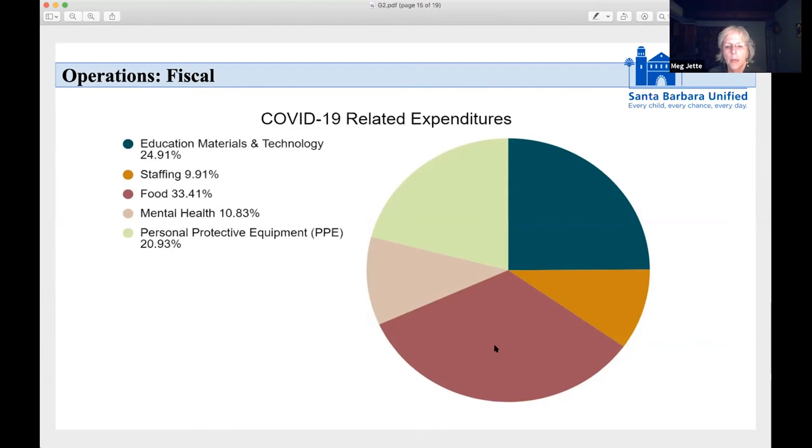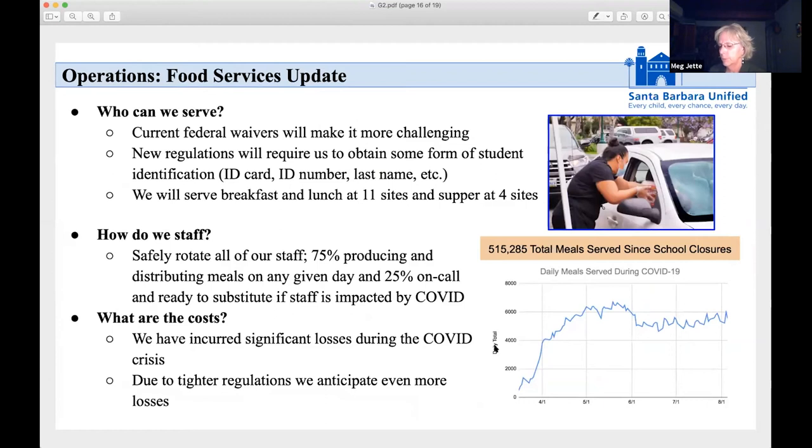Next slide. And I believe we're going to go to Matt Dittman about food service. Thank you, and good evening. Just some basic questions you might have with food services. Who can we serve? It is going to be changing a little bit due to current federal waivers that are coming into place right when school starts. Unfortunately, it will make it more challenging and more difficult for us to feed everyone we want to feed.